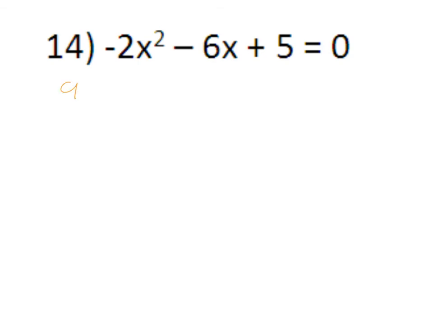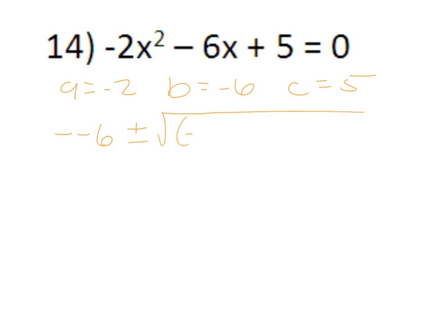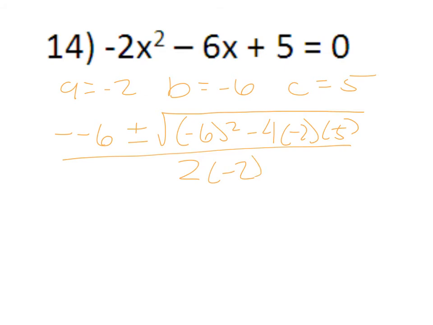Quadratic formula, a is equal to negative 2, b is equal to negative 6, c is equal to 5. So I have my opposite b plus or minus the square root of b squared minus 4ac all over 2a. And when I simplify this, I would have 6 plus or minus the square root of 76 over negative 4. And again, you want to find out your perfect squares.